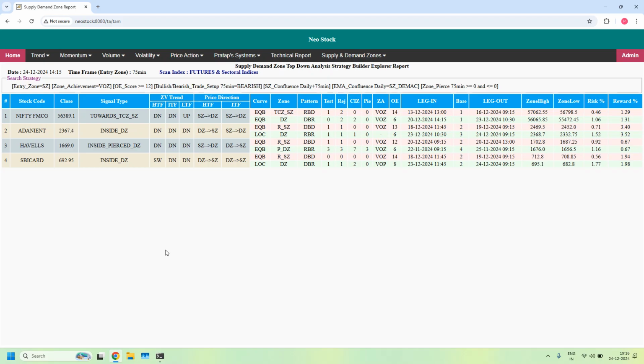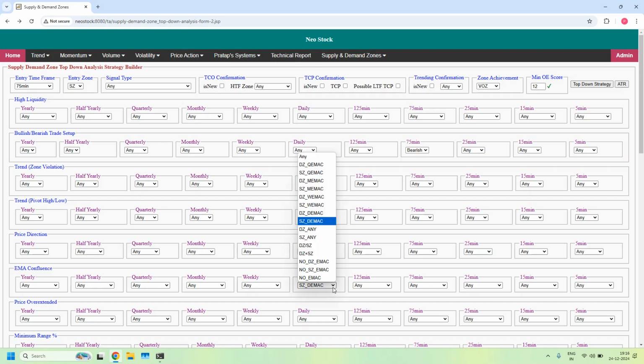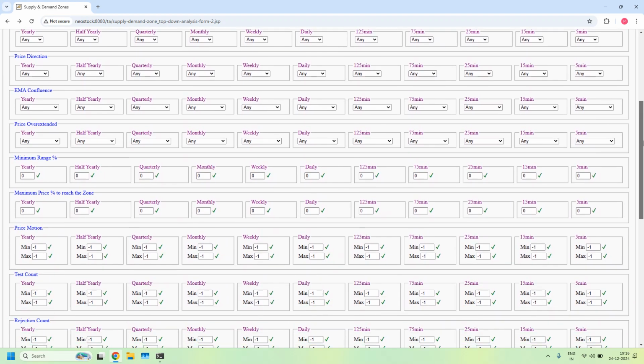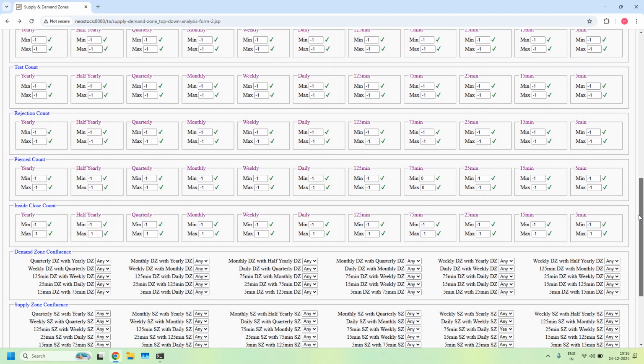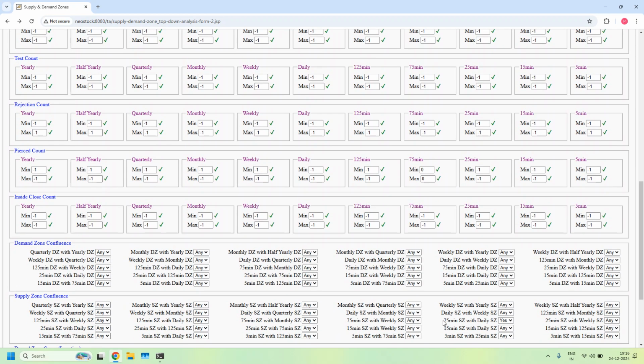Okay, next let us look for LTF and ITF and HTF supply zone confluence. I am removing EMA filter. In the supply zone confluence, we should set 3 filters. First filter is already enabled, that is 75 minutes with the daily supply zone confluence. Second filter, 75 minute supply zone with weekly supply zone confluence.